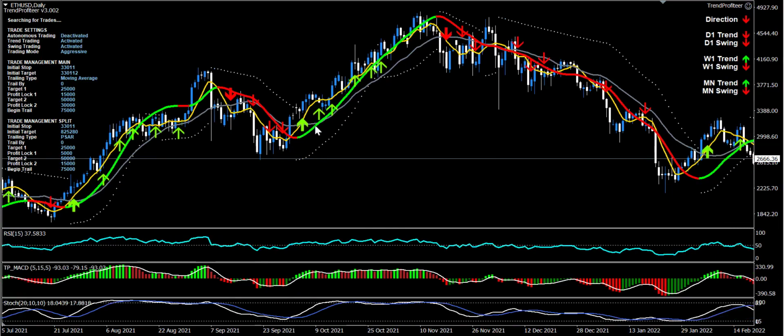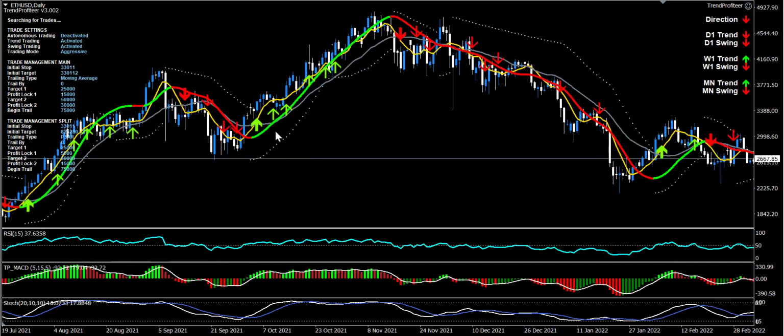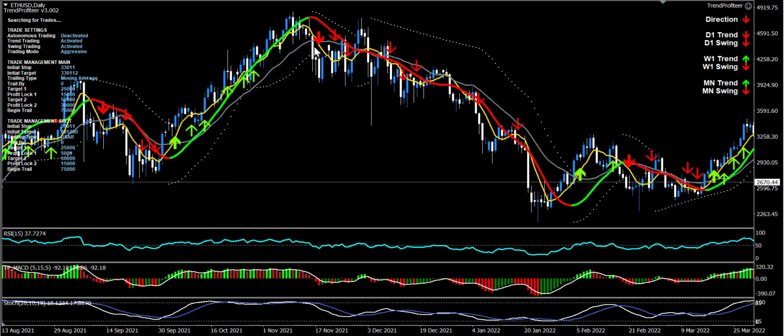This is a nice one. Once again, power trend followed by power swings. Boom, boom, boom, boom, boom. I mean, by the end of it, you've got, in this case, 6 different trades, all being managed independently, all being managed on their own settings. Here to the downside, we've got a power trend followed again by 1, 2, 3, 4, 5 power swings.